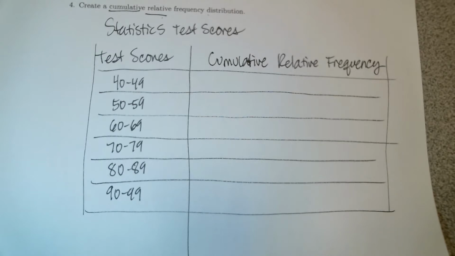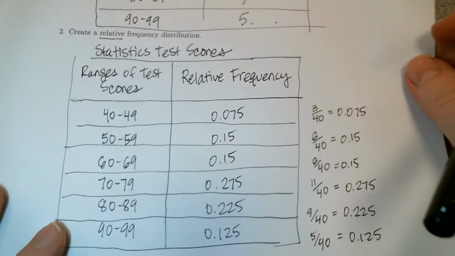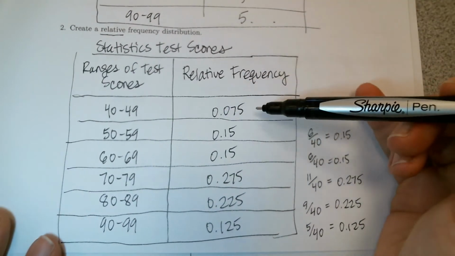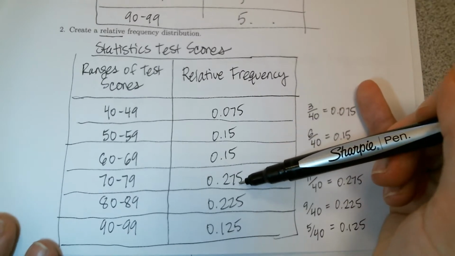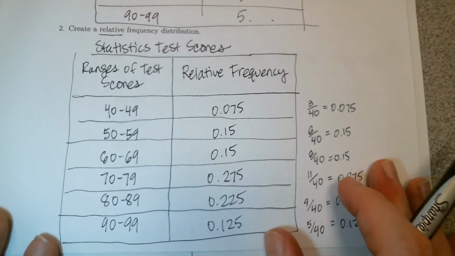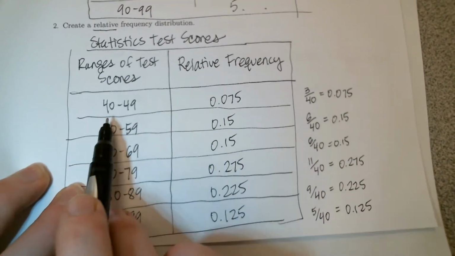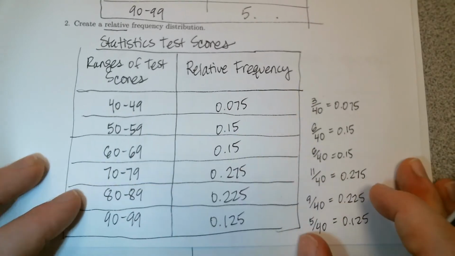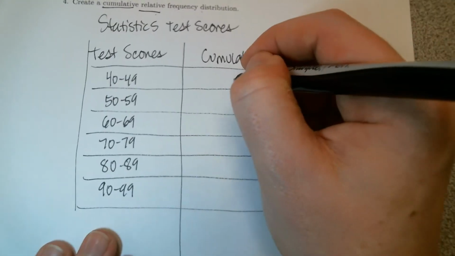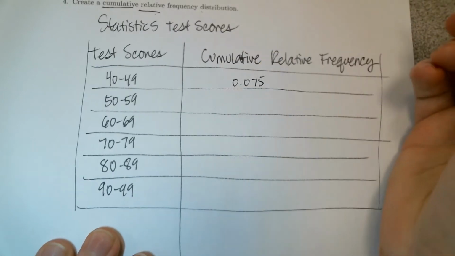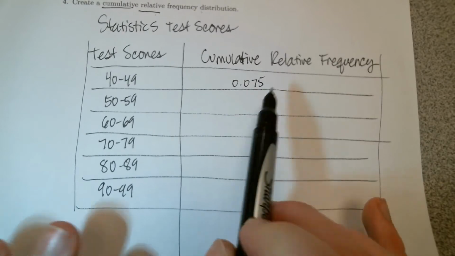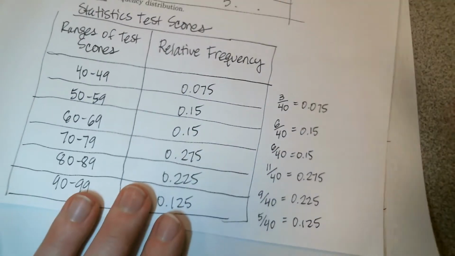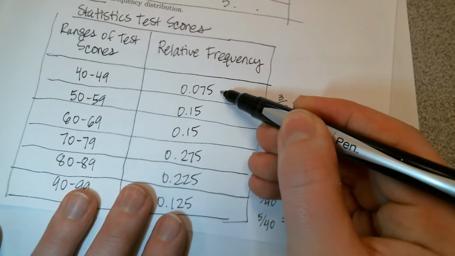So working with our relative frequencies from number 2, what I'm going to do is not just record the relative frequency, but we're going to make them cumulative. So it's going to include all the frequencies from before. So again, for our first category, we'll just record the relative frequency of 0.075. And then for the next cumulative relative frequency, I will record 0.15 plus the previous.